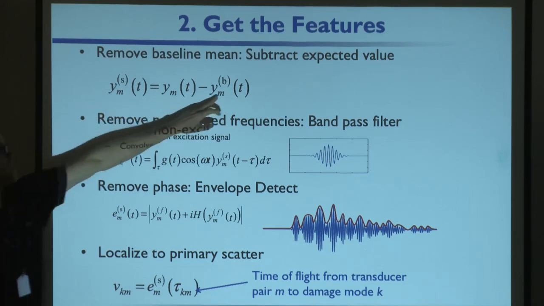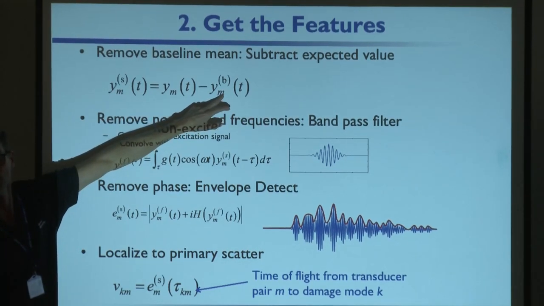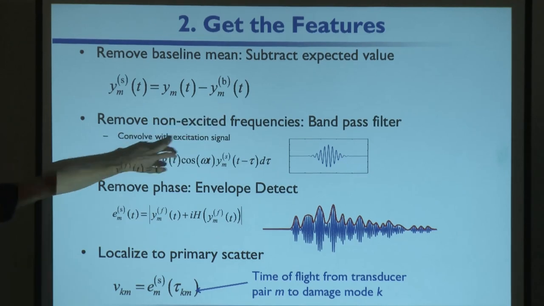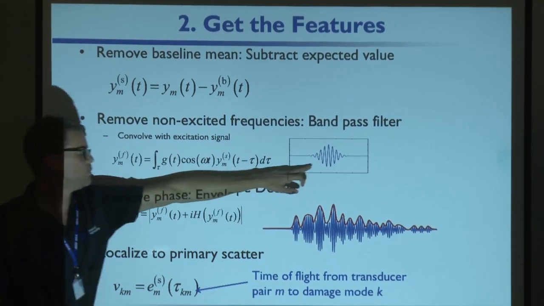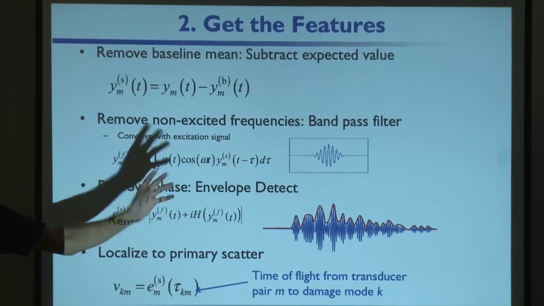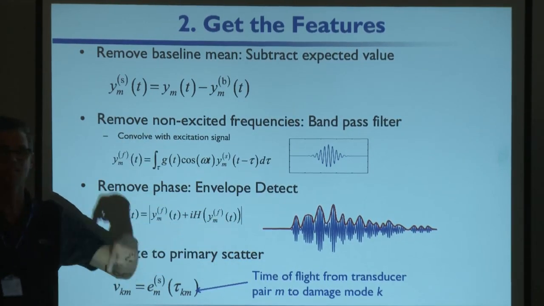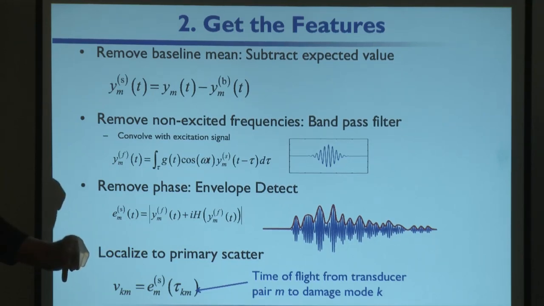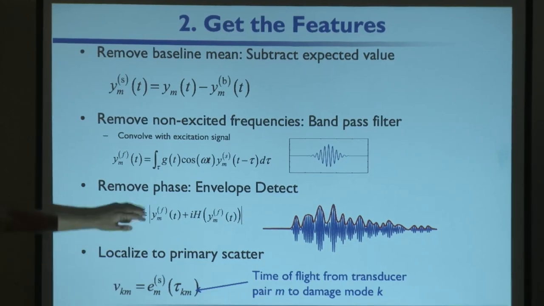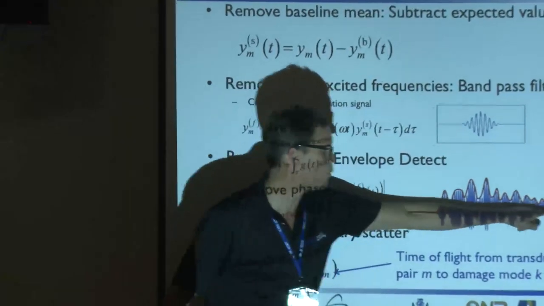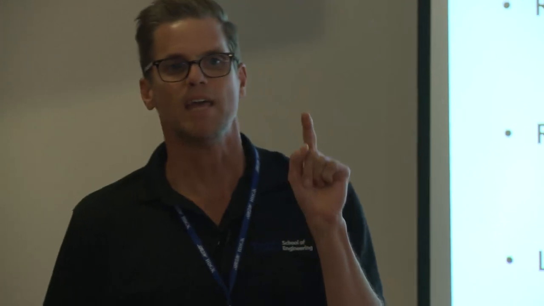So the first thing we have to do is subtract off the background, because everything scatters ultrasonic energy. Then we're going to do some bandpass filtering, because we only put one tone in. We don't care about conversion, nonlinearity to other tones. And because it's impossible to estimate phase in a sparse array, wavelengths are so small compared to the distances, we're going to get rid of phase. So if this is what the received waveform looks like, we're only going to look at the amplitude, the red curve.